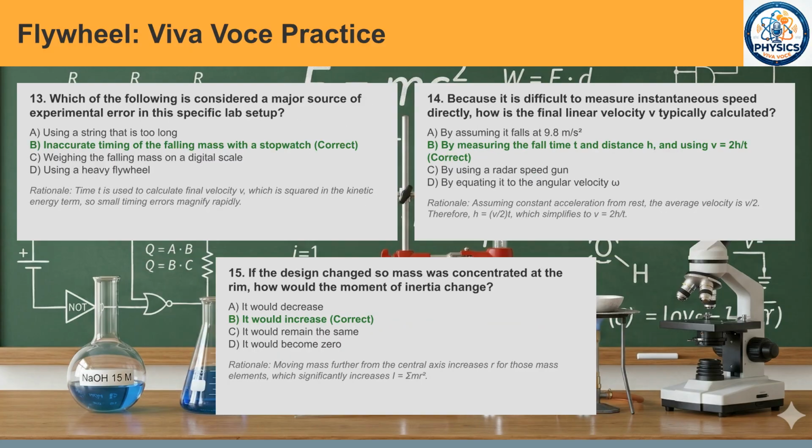A major source of experimental error is the inaccurate timing of the falling mass, as time is squared in the final velocity calculation. We calculate final linear velocity, v, using the relation v equals 2h over t, assuming constant acceleration. Concentrating mass at the rim would increase the moment of inertia.